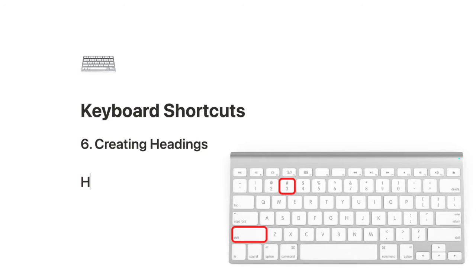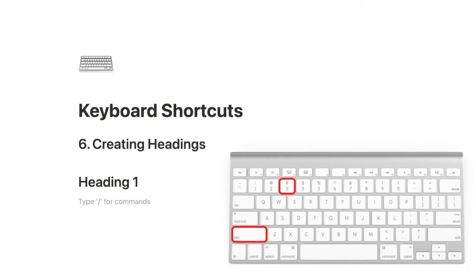Alright, so shortcut number 6, creating headings. As I mentioned, I love to have my Notion pages as easy to read as possible, so I love to use headings. And my favorite one to use, for some unknown reason, is heading 3. But to use headings quickly, at the start of a new line, you just hit the pound key or the number key or the hashtag key, right?